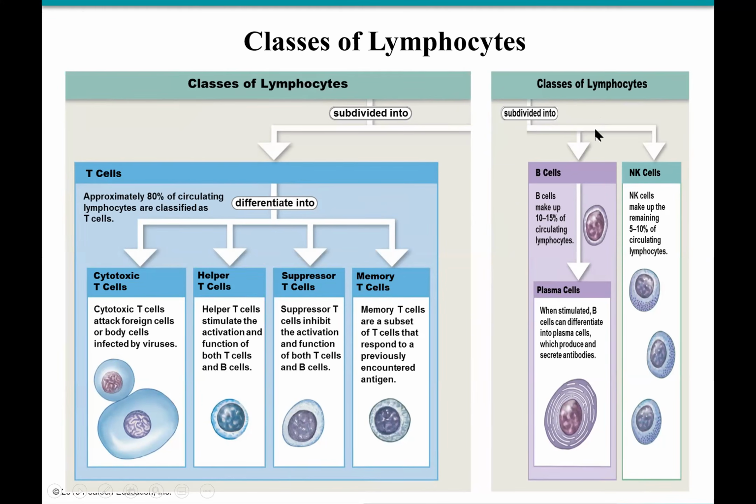10% of the lymphocytes are B cells. And B cells will differentiate into plasma cells that will make antibodies. Natural killer cells are another 5 to 10%. They are very important for targeting and identifying cancer cells and getting rid of them.